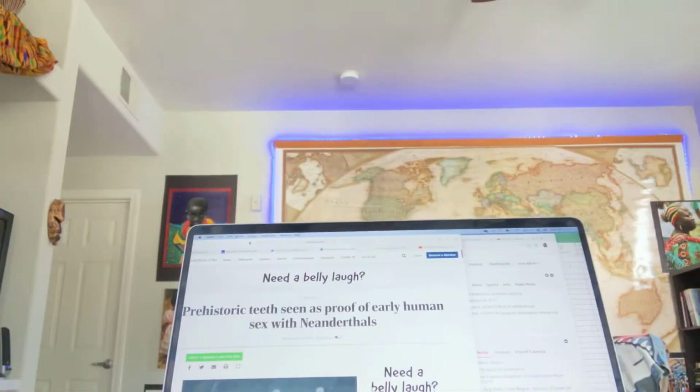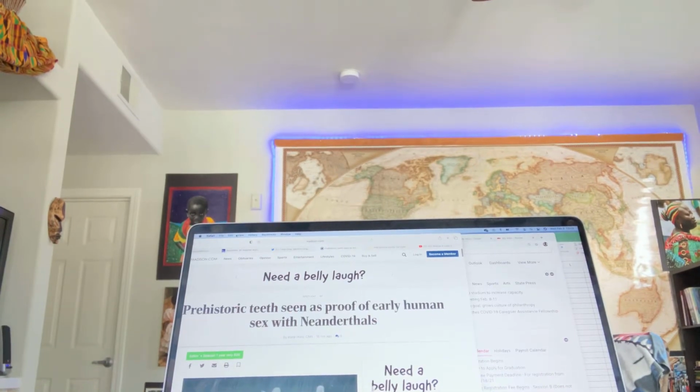But for example, this article right here: prehistoric teeth seen as proof of early human sex with Neanderthals. Now, I had my DNA done. Many of us have done it. I started doing mine way back, like 13 years ago, before it was the vogue thing to do, and it was extremely enjoyable. I did it through Nat Geo. But yeah, I have my 2% of Neanderthal in me.